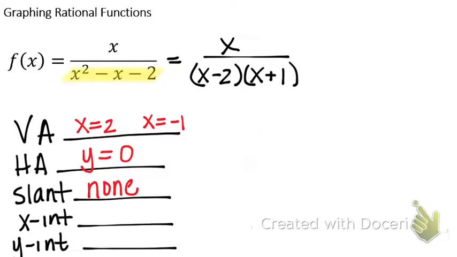So your x-intercept is going to come from the numerator. If you take the numerator, which says x, and set that equal to 0, you just get 0. So your x-intercept is at (0, 0). And your y-intercept is also going to be at (0, 0).